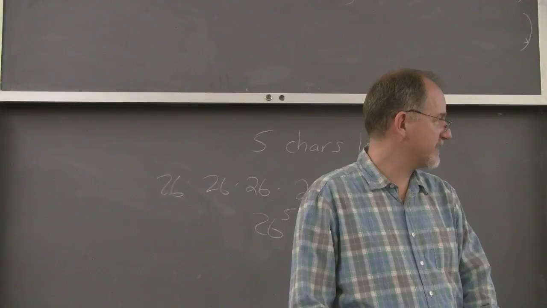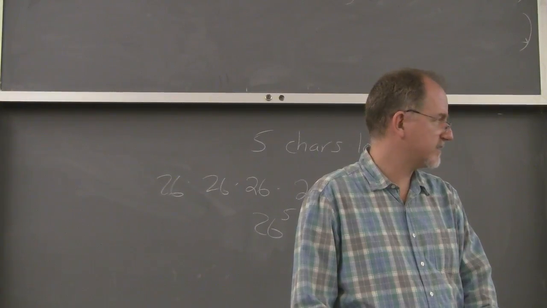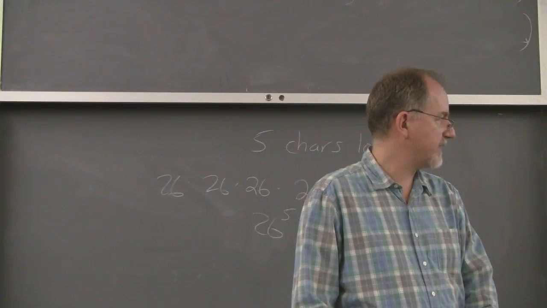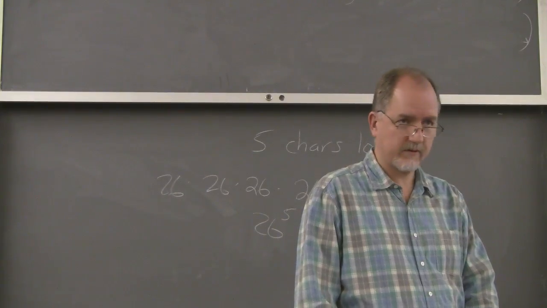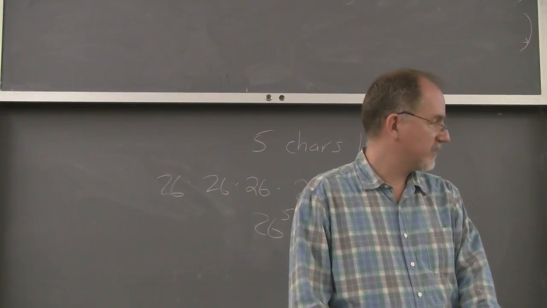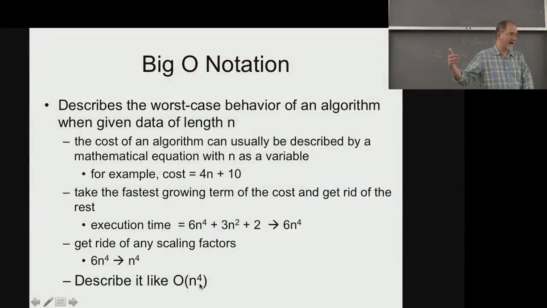Then we just get rid of anything that scales it, like multiplies it by 6. And we just say this is an n to the 4th algorithm. And we describe it by saying this is a big O of n to the 4th. So basically we're saying as n gets bigger, this algorithm grows as the 4th power of n. And so if this number gets big, your algorithm gets bad pretty fast.